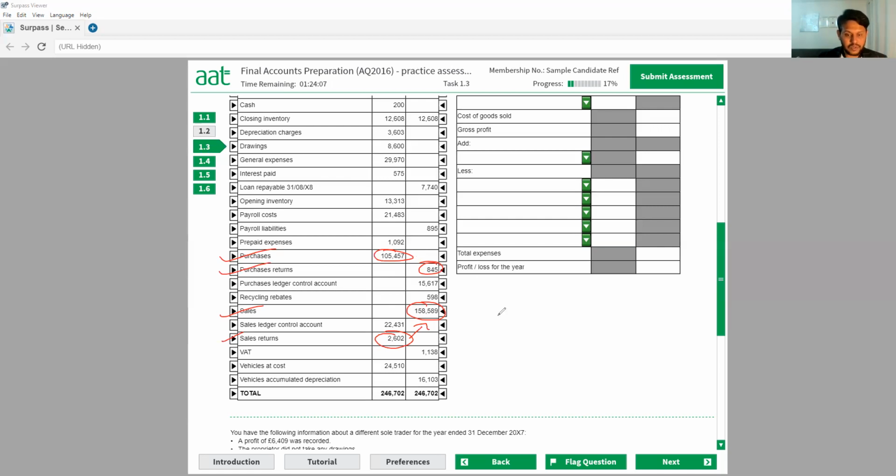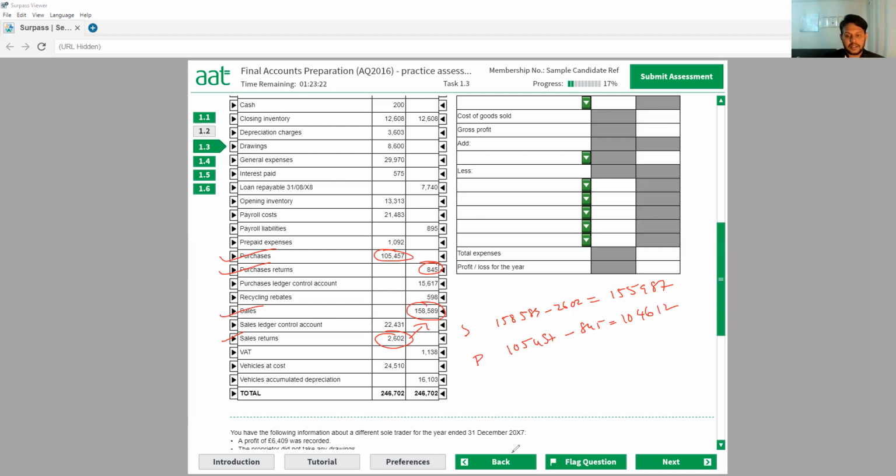So we have this one, 158,589 minus 2602. So our net sales will be 155,987. That's the sales, and the purchase will be, we have a purchase 105,457 minus 845. That will give us 104,612.